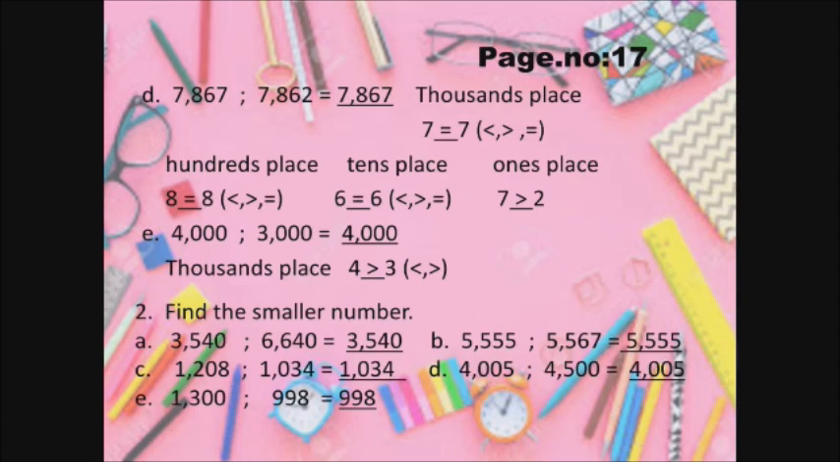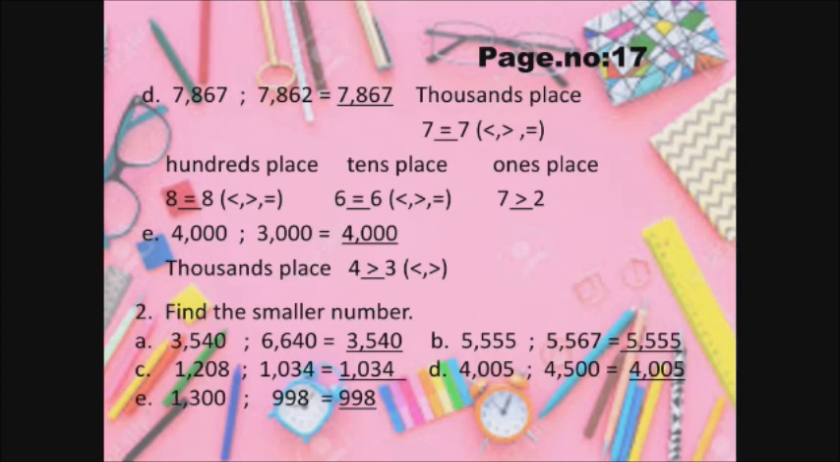Next, see the B sum. 5555 and 5567. So now tell me, which is the smaller number? It is 5555. As I have said already, you have to check the first digit. If the first digit is the same, we have to move on to the second digit, that is the hundreds place. Likewise, you have to check and find whether it is greater or smaller.